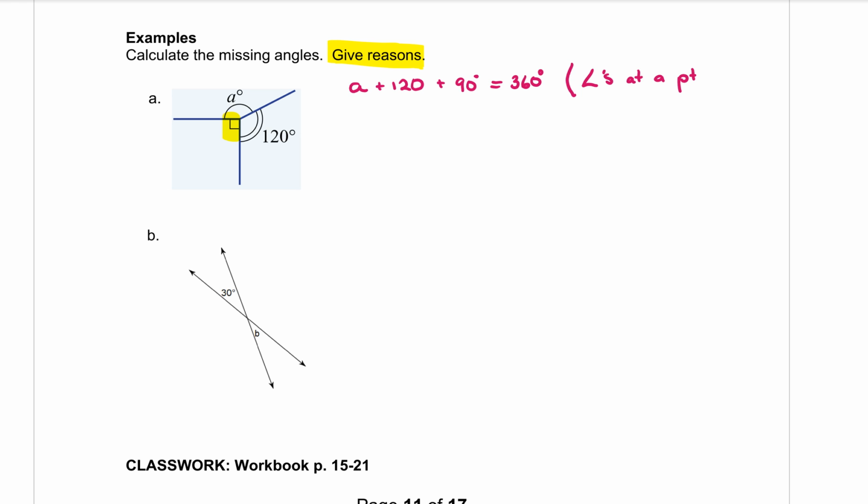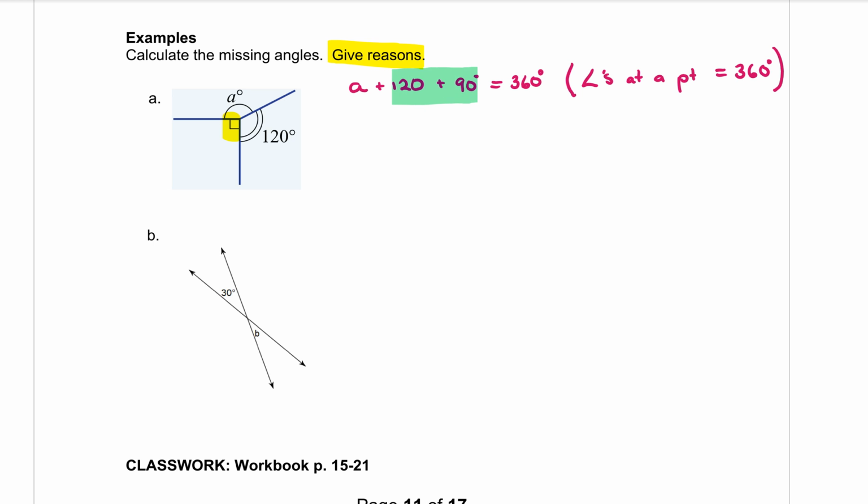Now remember, there's always 2 parts to your reason. There's the name and there's what that means. So the name is angles at a point, and that means that the angles are equal to 360 degrees. So now we want to find out what A is equal to. The first thing I suggest that you do is to add these 2 numbers here together.